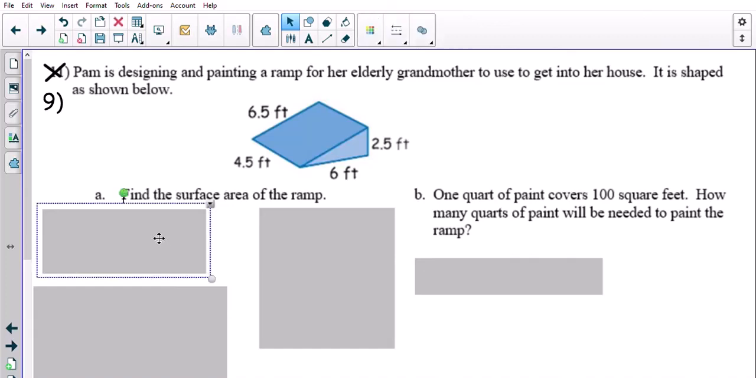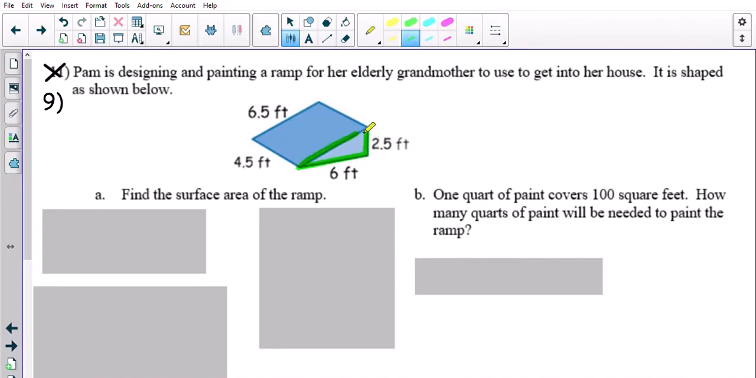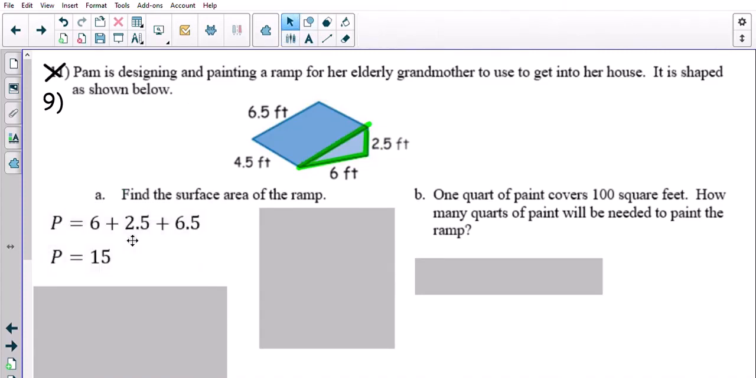So first things first, let's find the perimeter of the base, and I'm going to highlight the base in green. Now, I don't believe you have any word problems related to surface area of triangular prisms on your test, but I still think it's good for us to take a look at. You do have a similar one to the wrapping paper question, though. So for perimeter of the base, we are going to add 6 to 6.5 to 2.5. 6.5 is the diagonal side, the ramp part. That's going to get us a perimeter of 15.